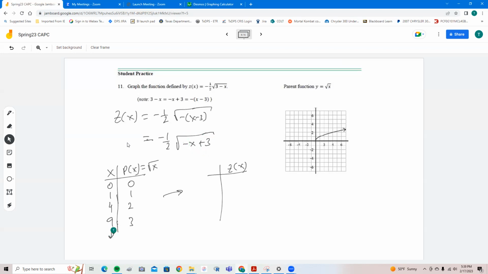All of these we're going to subtract 3, then change the sign. These y coordinates, the outputs, are what you would think, right? We're going to divide them all by 2, and then we're going to change the sign. You could do it in the other order. It doesn't really matter in this case. So we're going to divide by 2, and then change the sign.